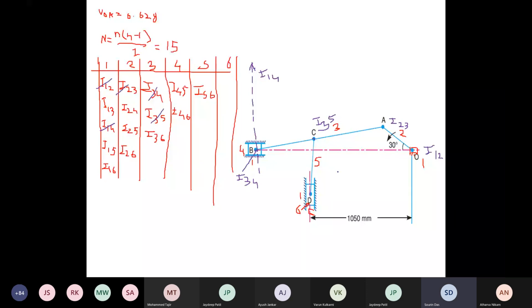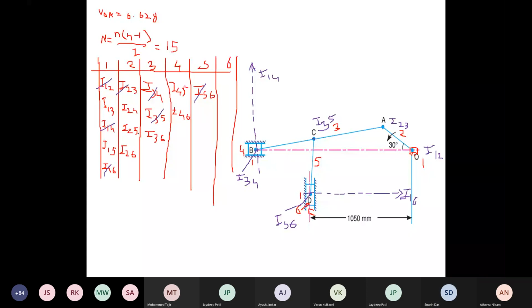Okay, now come to this point D. Which one will come here? I5,6, correct. Then how will the other come here? Link 6 is fixed, and the slider is with respect to link 6, so it is I1,6. But the direction is horizontal, perpendicular to the motion. Here is the I1,6.